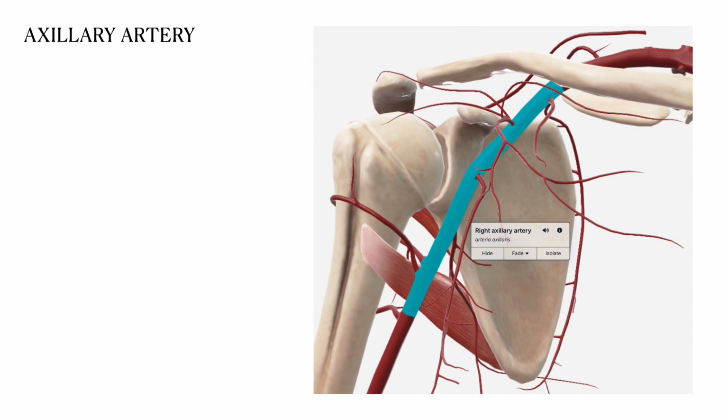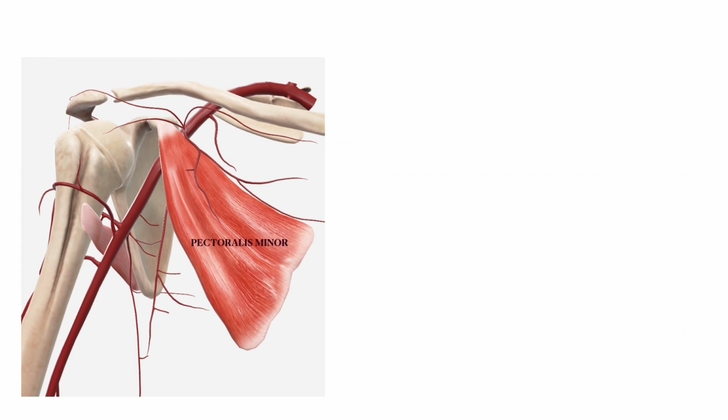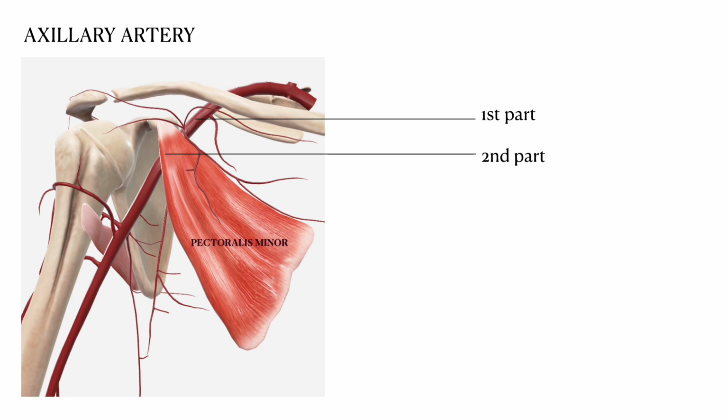Now talking about axillary artery, the axillary artery is the main arterial supply to the upper limb, a direct continuation of the subclavian artery. It begins at the lateral border of the first rib and ends at the lower border of the teres major muscle. Its course is conveniently divided into three parts based on its relationship to the pectoralis minor muscle, which is anterior to the artery. The first part is superior to the pectoralis minor. It has one branch. The second part is posterior to the pectoralis minor. It has two branches. And the third part is inferior to the pectoralis minor.